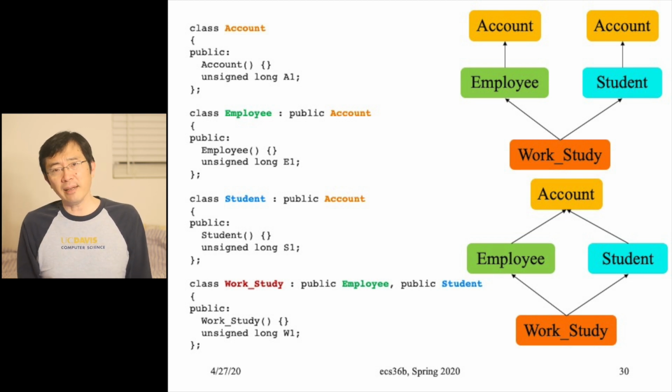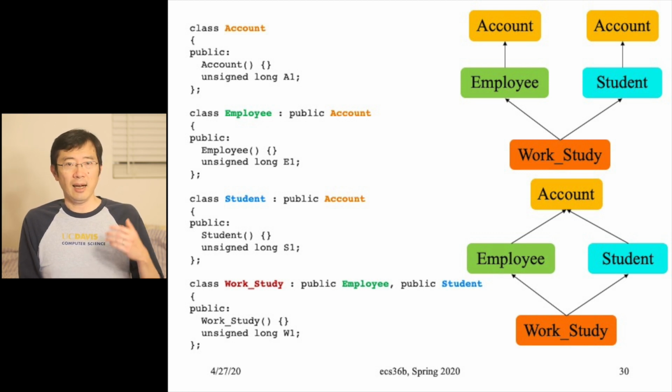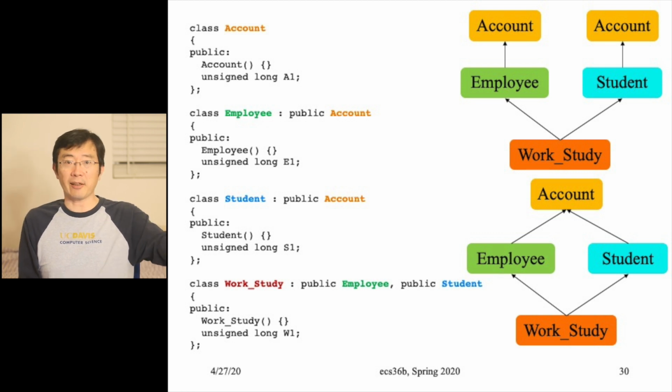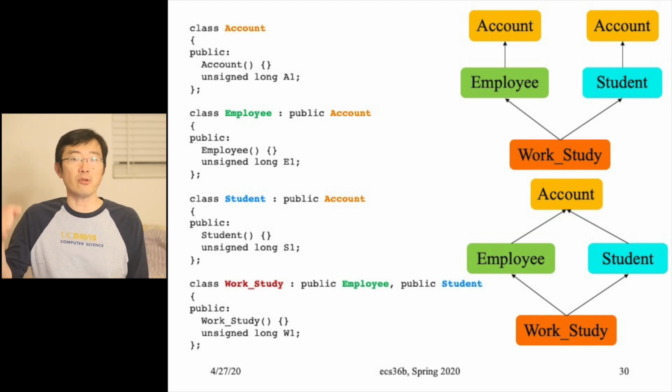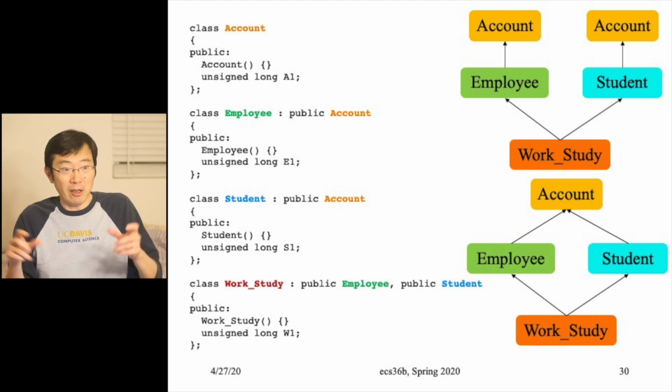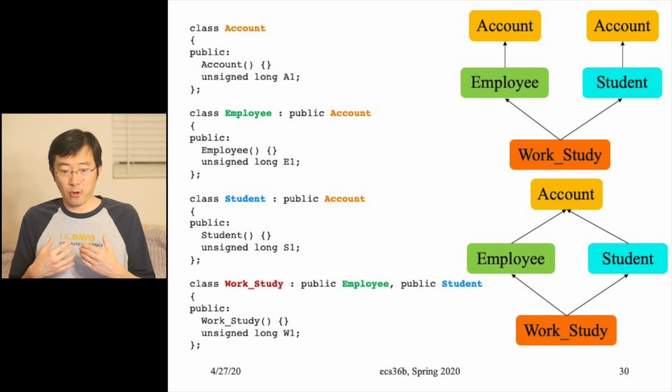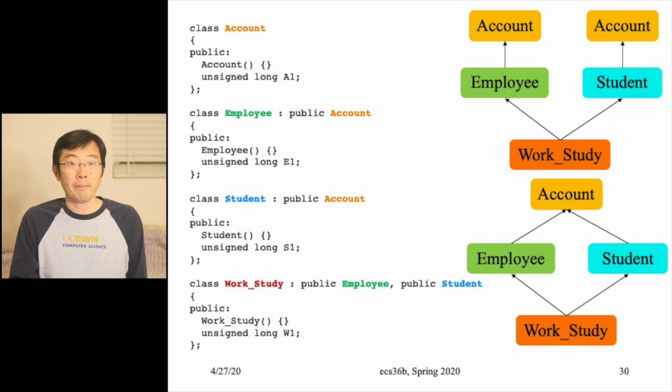But on the other hand, if the account is like a payroll account, the employee has his own payroll account and the student has another payroll account. These two accounts represent totally different applications, and therefore you need to have two copies of the account. So essentially, the language should allow us to specify which case we're talking about.